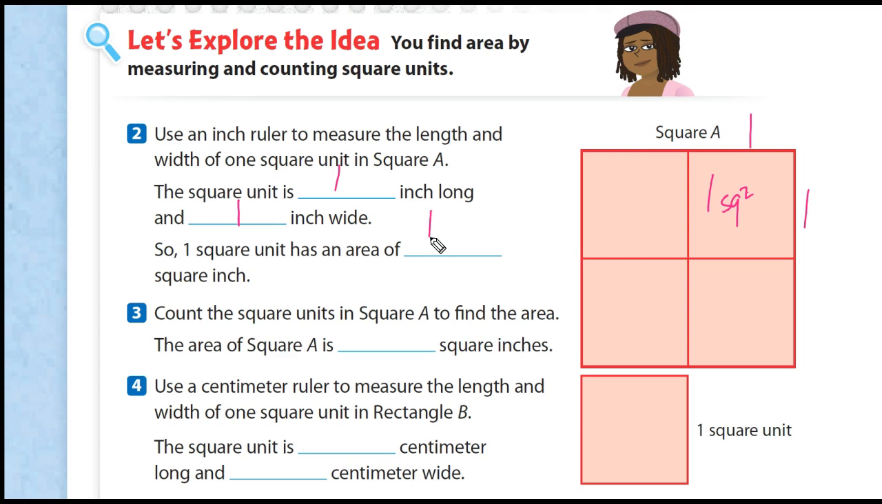Because, Jay, what's 1 times 1? 1. No, what's 1 times 1? 1. I heard somebody say 2. That's not it.